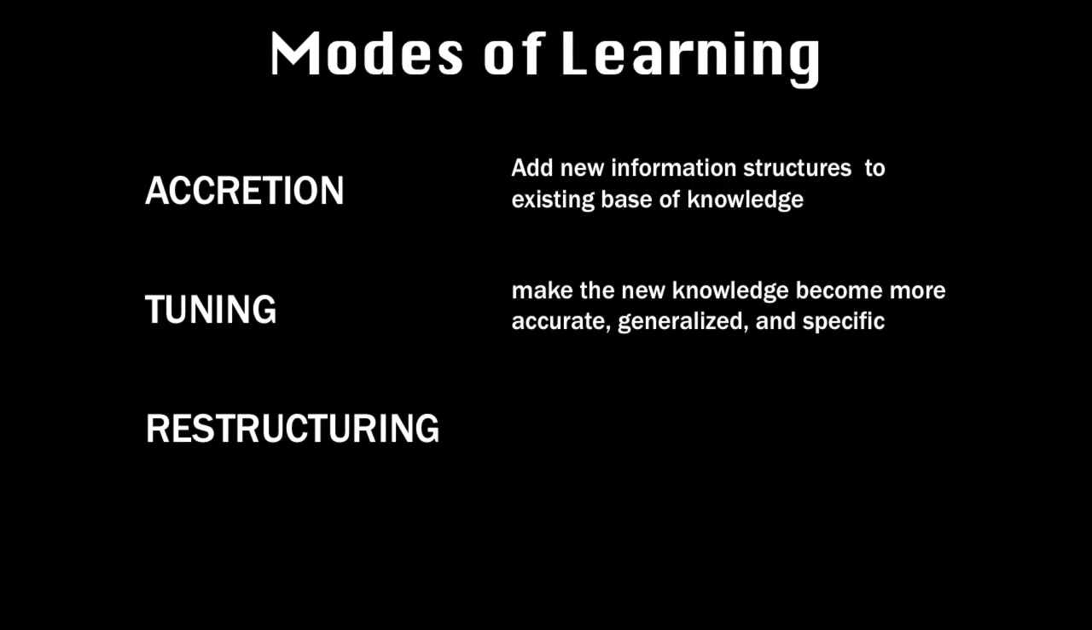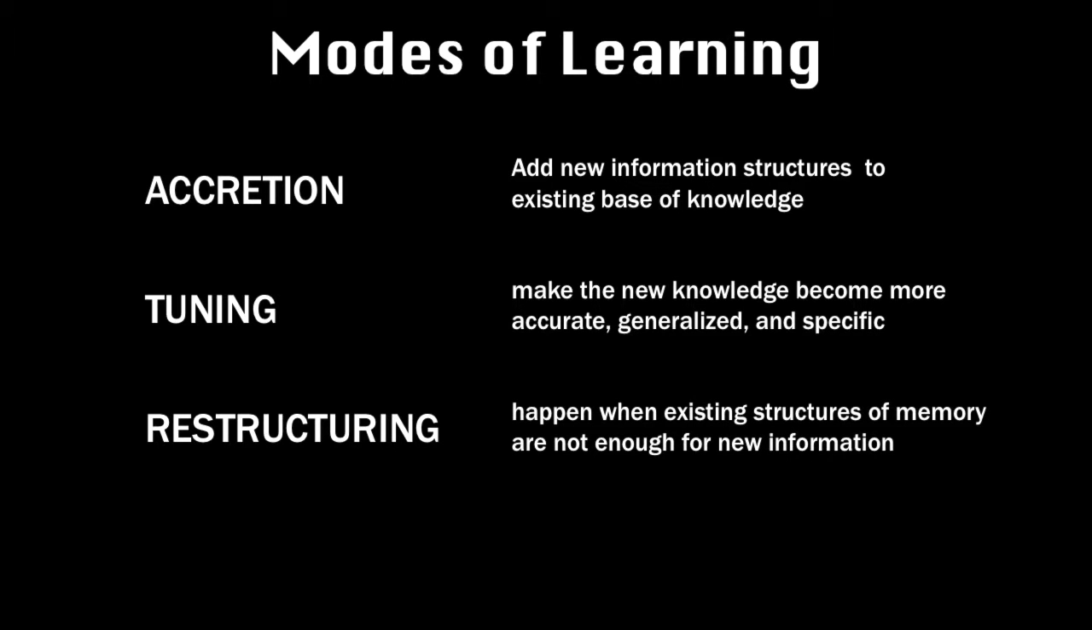Learning through turning is also one of the most important kinds of learning. Learners use this mode of learning to adjust, develop, and interpret new information to make new information or knowledge more accurate and specific. Learning through restructuring is a difficult process, and it happens when existing structures of memory are not enough for new information or knowledge. However, this mode of learning requires learners to have plenty of time and effort.